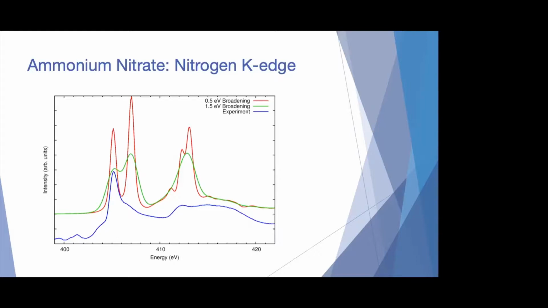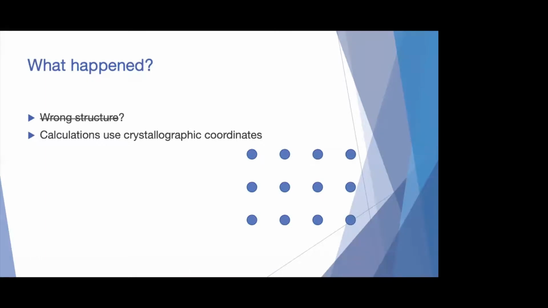There's this strong peak here in the calculation that even turning up the broadening to a frankly ridiculous amount doesn't get rid of. And so we need to try and understand, well, what went wrong? The first assumption might be that we just put in the wrong structure. That happens sometimes. Or we might call up our experimental collaborators and tell them they measured the wrong structure. But in fact, neither of those things happened.